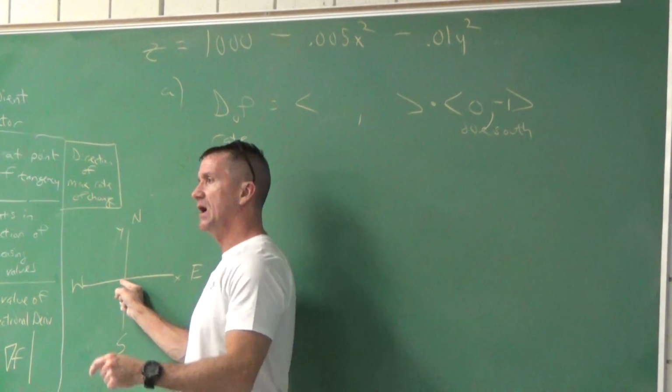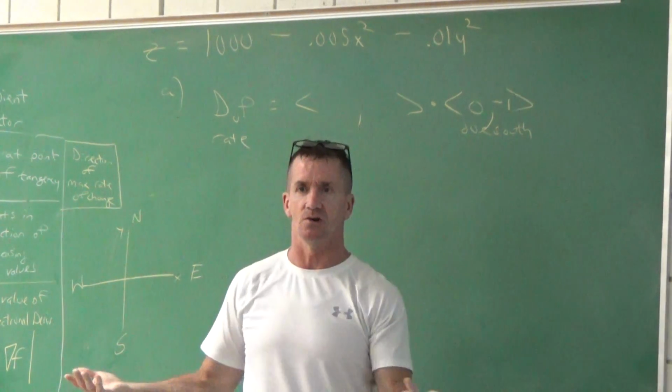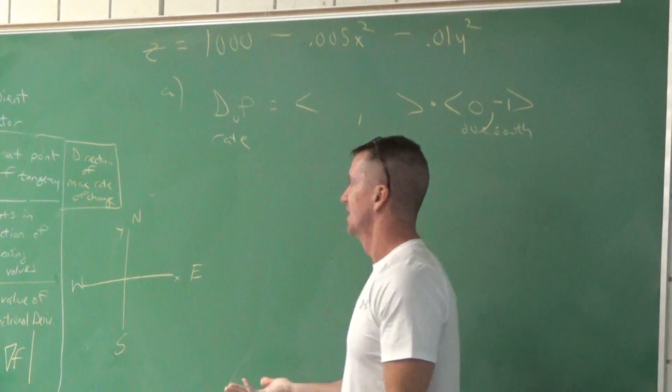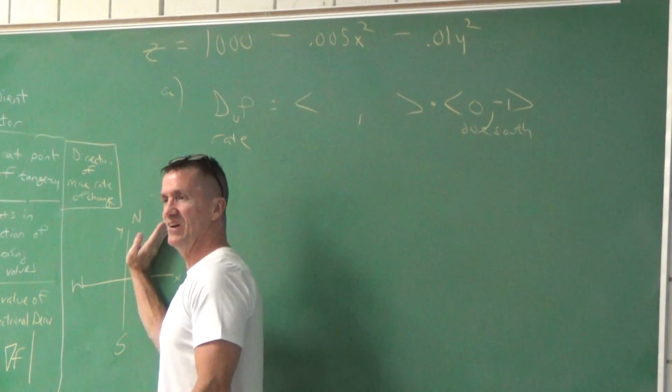1, 0. What would due west be? Negative 1, 0. Does anyone get that? Just so this problem, there you go. Now there's one other weird one. How would you do northeast? Can you help me figure that out?